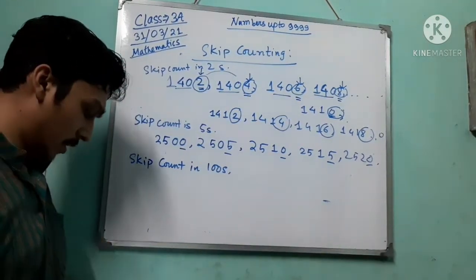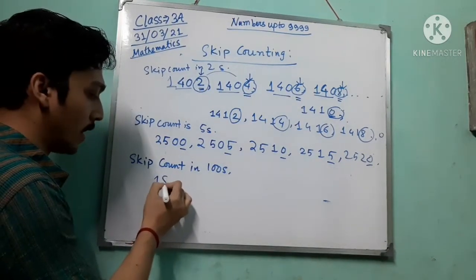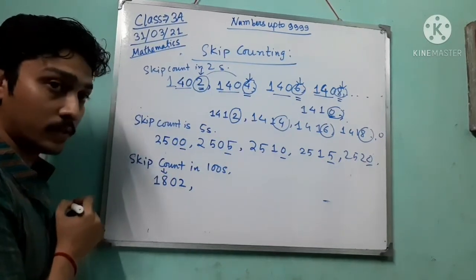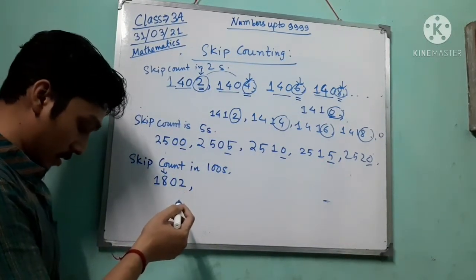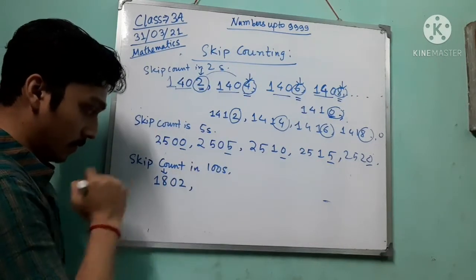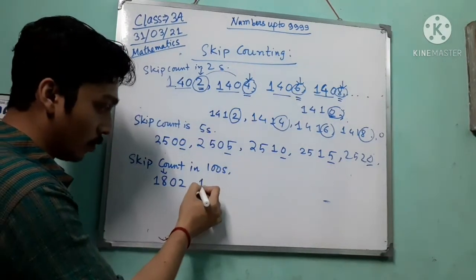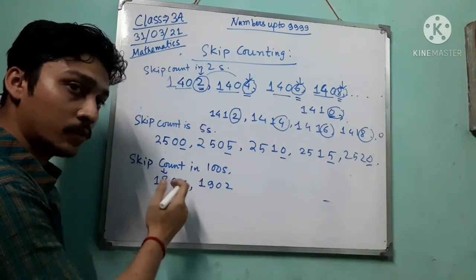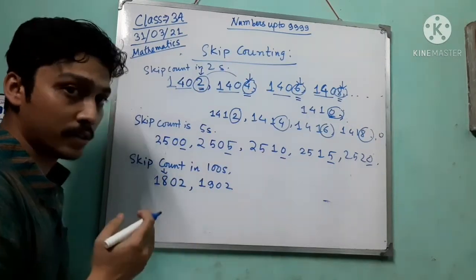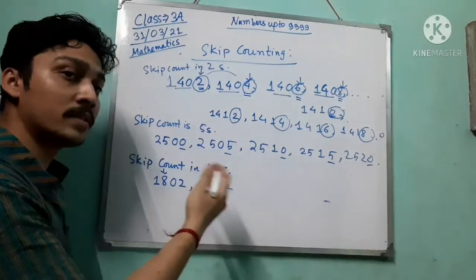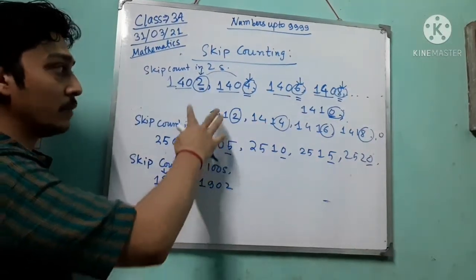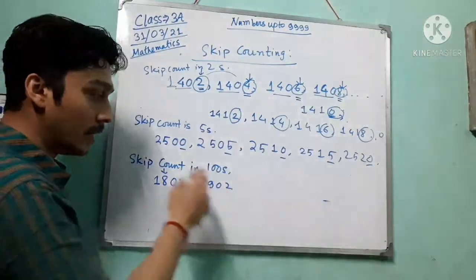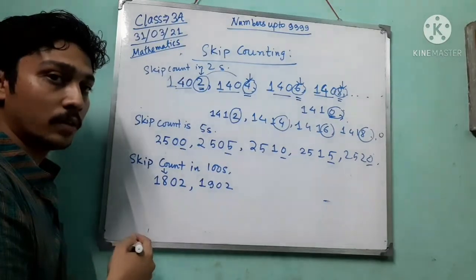Now, another is skip count in 100s. Okay, 100s. That is 1802. For 100, it means you have to check this place. So what will be next? 1902, because the gap is fixed and the difference between two successive numbers is 100. The difference between two successive numbers is 5 in the previous case, and 2 in the one before. Always 2. So here their difference will be 100.